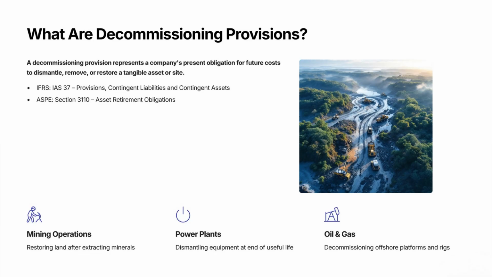of its useful life. These are different from regular liabilities, like trade payables, because there's uncertainty around timing and amount. Sometimes the decommissioning might not happen for 10, 20, or even 30 years. Under IFRS, this falls under IAS 37, Provisions, Contingent Liabilities, and Contingent Assets, while under ASPE, it's covered in Section 3110, Asset Retirement Obligations. Now that we know what they are, let's talk about when these obligations should actually be recognized.